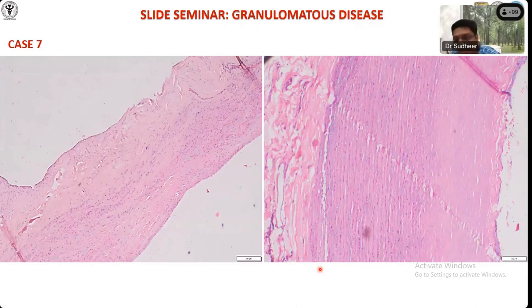Okay, so can anyone describe what this is? Is it the aortic wall, right? I'll just tell you the findings. So see, if you observe, do you think the aortic wall is healthy?